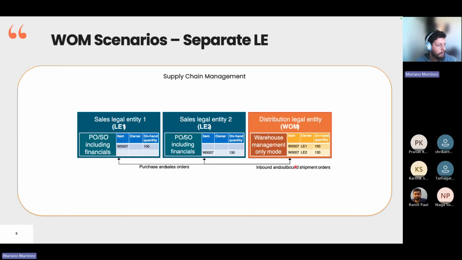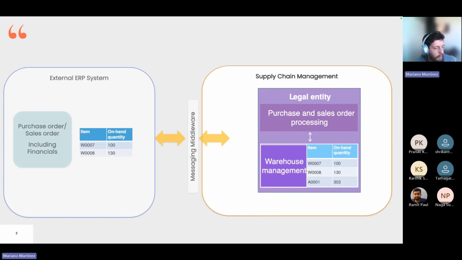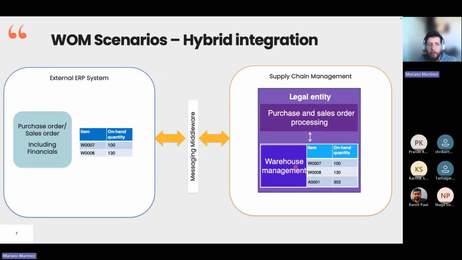And you could have, for example, a third scenario where you can have a hybrid integration, with a mixture of the previous two. So you could have an external ERP, working messaging, I don't know, an SIP messaging the Dynamics 365, and in the same legal entity, you could have purchase order processing and your warehouse management as it is.